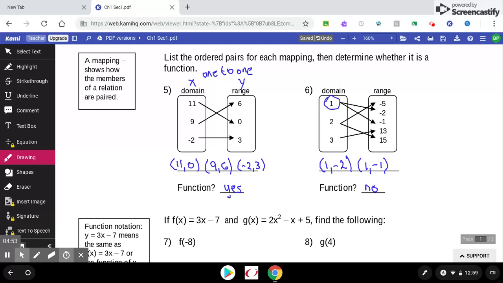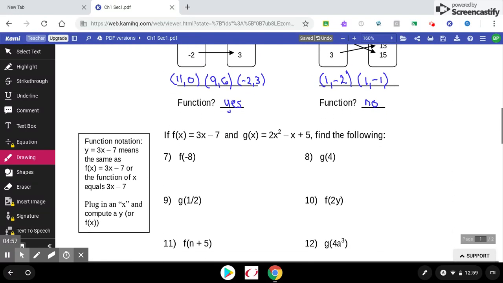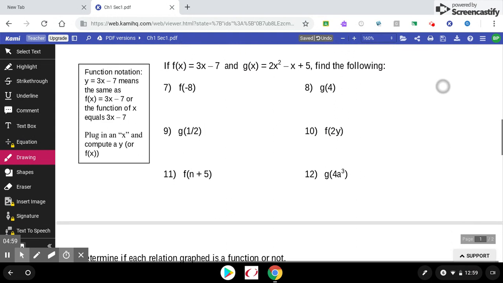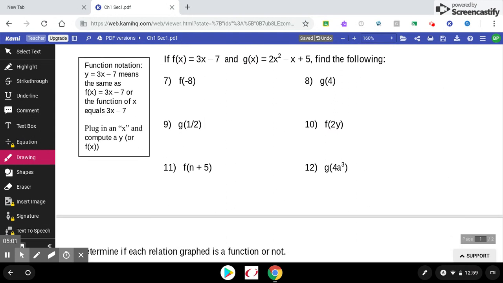So to be a function, you have to be 1-to-1. So pretty darn easy, and that's just some warm-up information for functions. So down here, we're going to actually do some math. But given a calculator, I think you're going to like these as well.